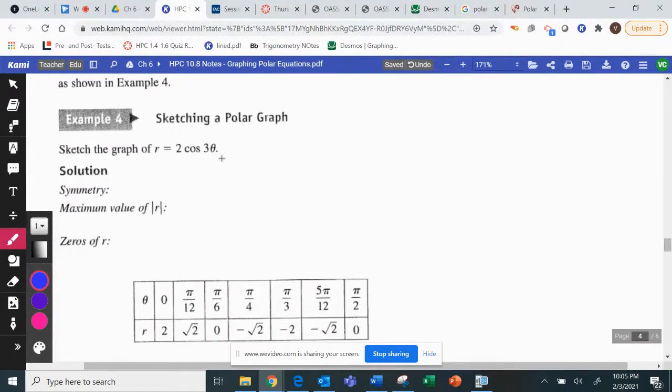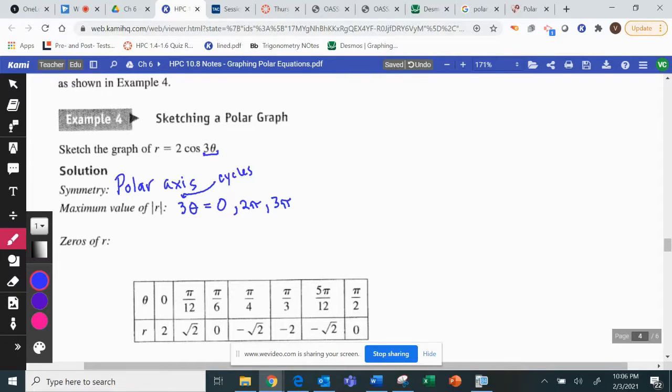So here's another one, example 4, sketching the graph of r equals 2 cosine 3 theta. For this one, the symmetry is in the polar axis because it's the cosine. Now the maximum value for this one is a little bit different. It's 3 theta here. So the maximum value would be at 0, another time around at 2 pi, and then 3 pi. So I went 3 times around because this right here is telling me to go around 3 times. It's telling me how many cycles, how many periods we're going to go through.